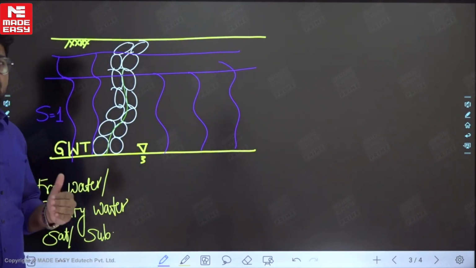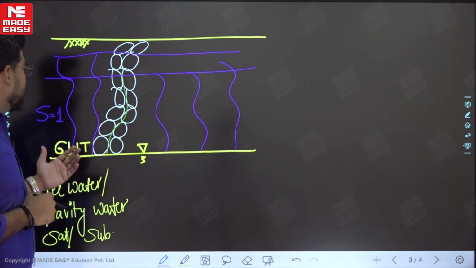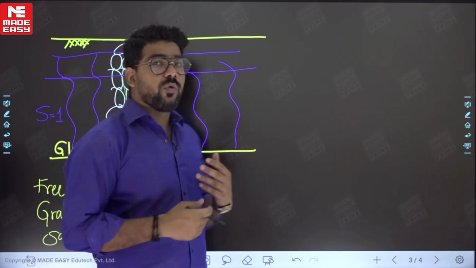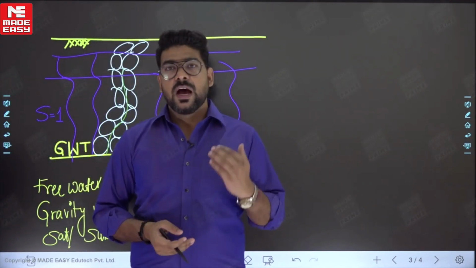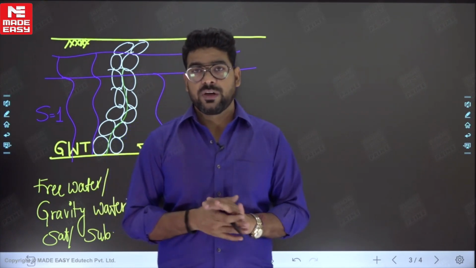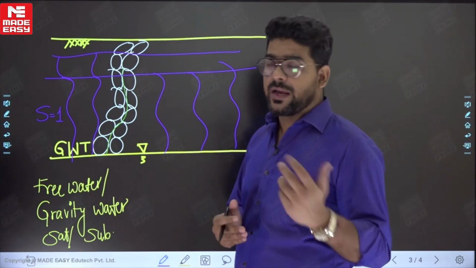So due to this capillary action, soil may be partially saturated also. Point to be noted here is that this water is rising. So now we have to understand up to what extent this water will rise, up to which height this water will rise. So we have to determine the height of capillary rise, as well as what will be the pore water pressure in this particular capillary zone.